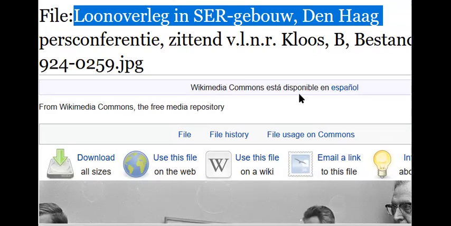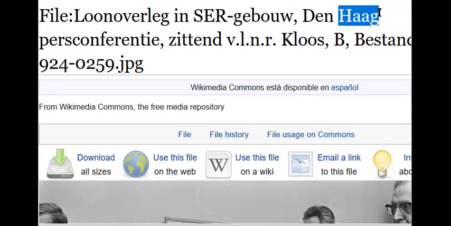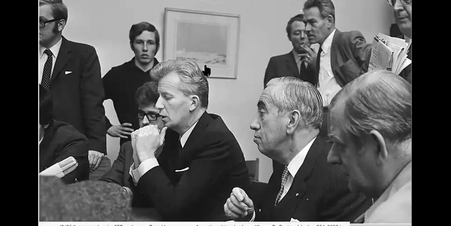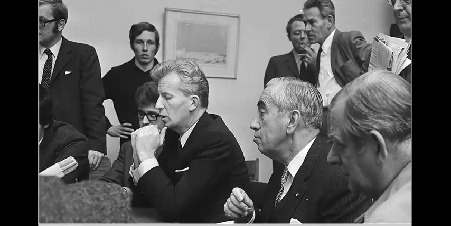See, Den Haag. So this is probably the Hague. So it actually is in the Netherlands. I would be willing to say pretty definitively. The Hague, as we would say mostly in English.